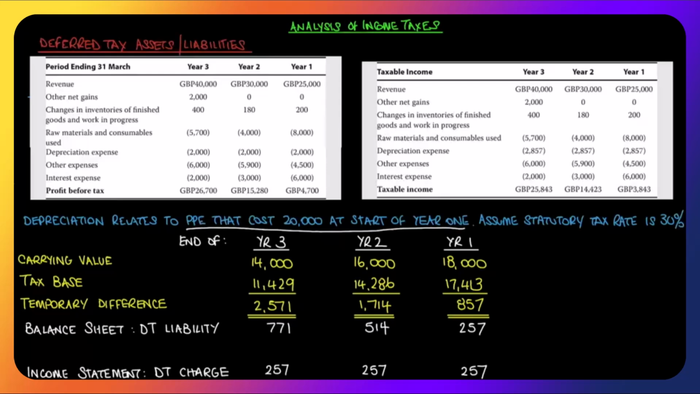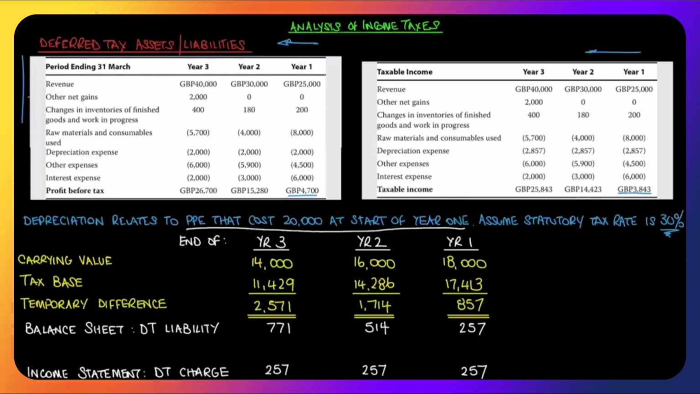We also have the income statement, and be careful, time is marching this way, years 1, 2, 3, and a calculation of taxable income. The statutory tax rate is 30%. Let's see if there's a difference in profit before tax and taxable income. There is. You can see in year one, profit before tax is 47. In year one for the taxable income figure, it's 3843.